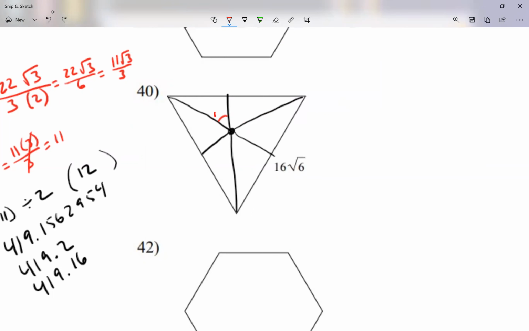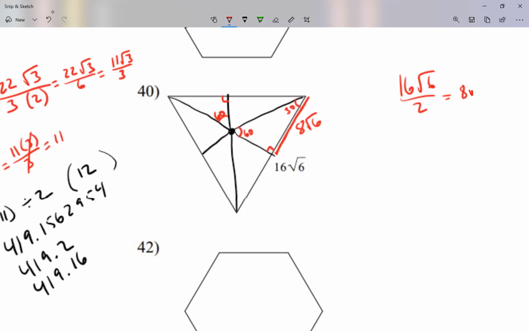So I'm going to say this is 60 degrees. I know this is 90. Or better yet, I'm going to look at this side. This is 60 degrees. This is 90. And this is 30. So I have a 30, 60, 90 triangle again. I'm going to say this side is 8 radical 6. The whole measurement is 16 radical 6, I divided by 2. Let me show you the work in slow motion. 16 radical 6 divided by 2 becomes 8 radical 6.